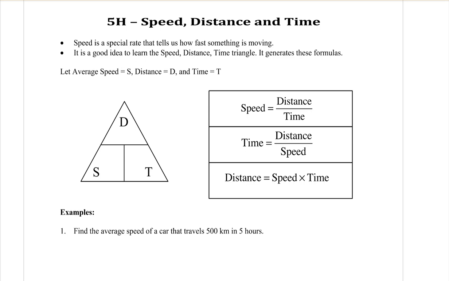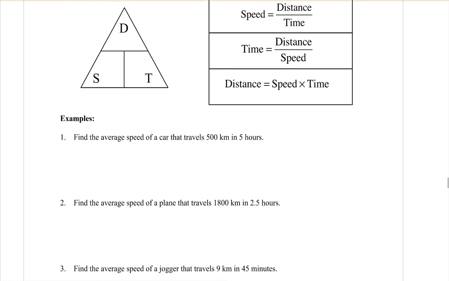If I want to know what distance is, I cover up the distance, and it is equal to speed times time. It's this formula here. If I want to know speed, I cover the S, and it's distance on the top over time. And if I want to know time, I cover the T, and it's distance over speed. So that triangle does all three of those formulas as long as you know how to use it. So let's practice it. Question 1.